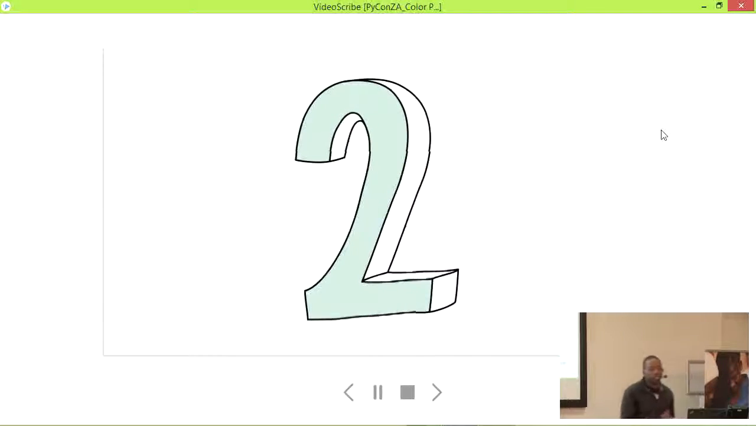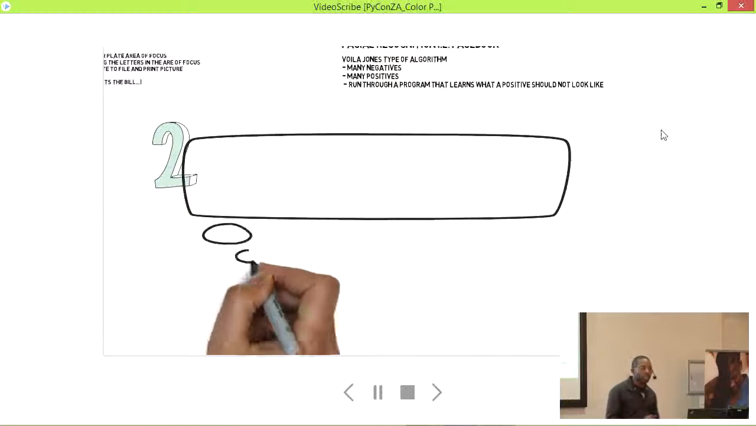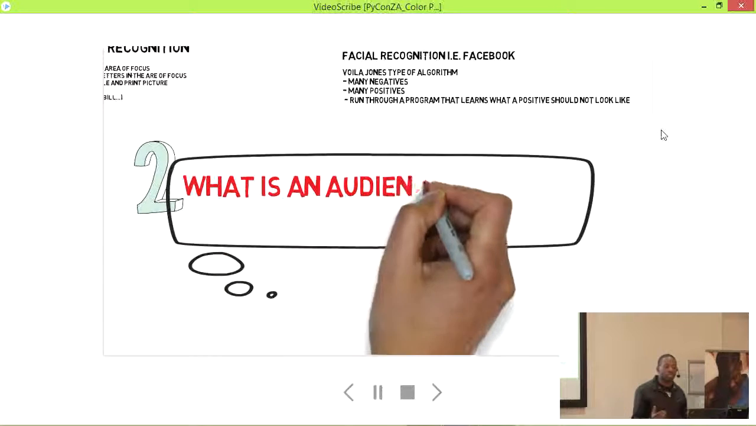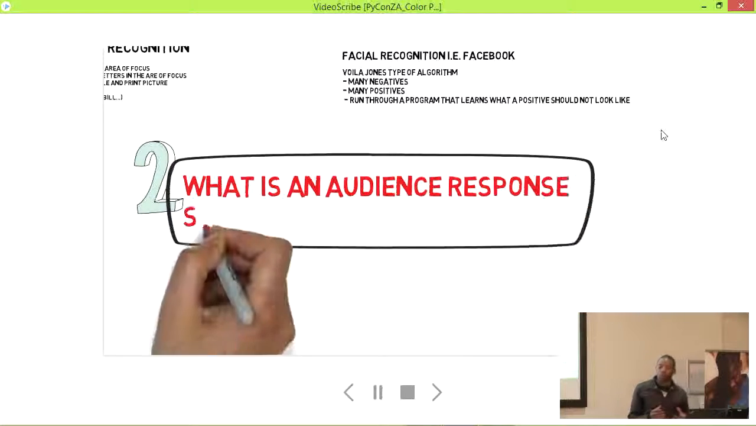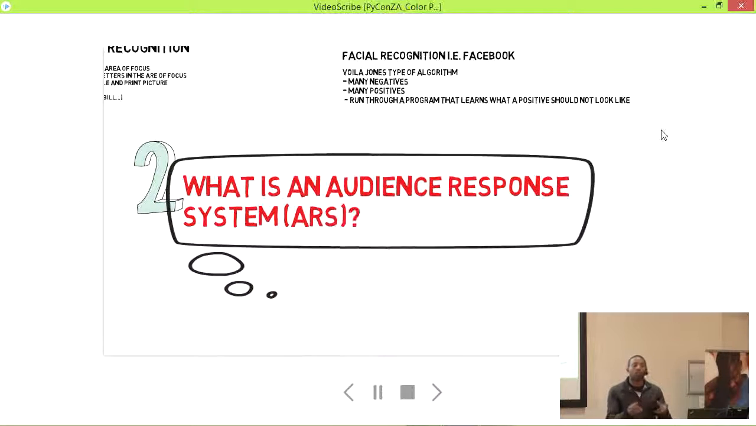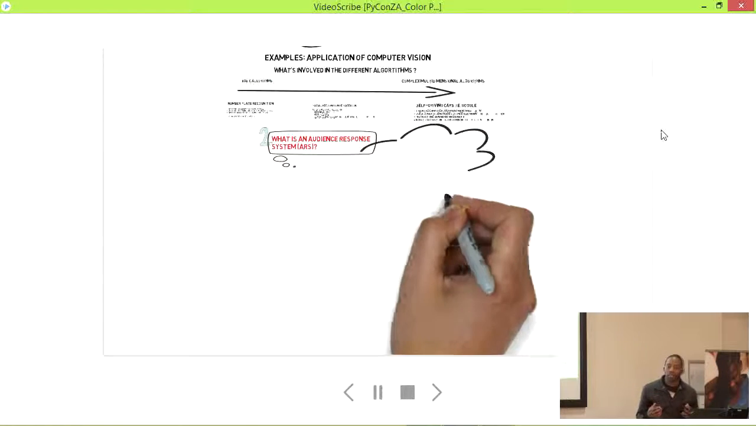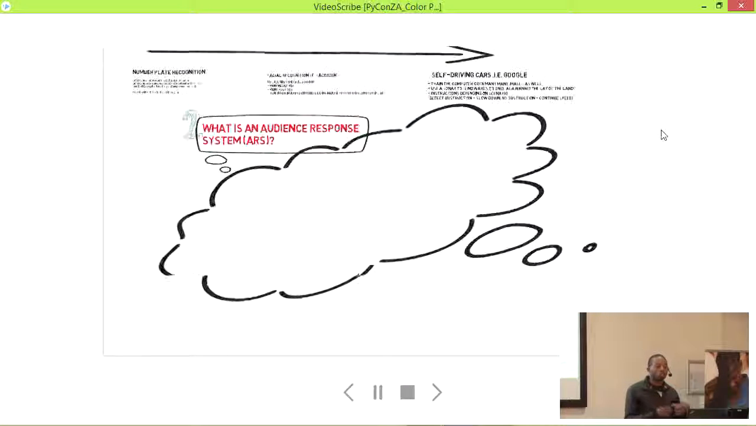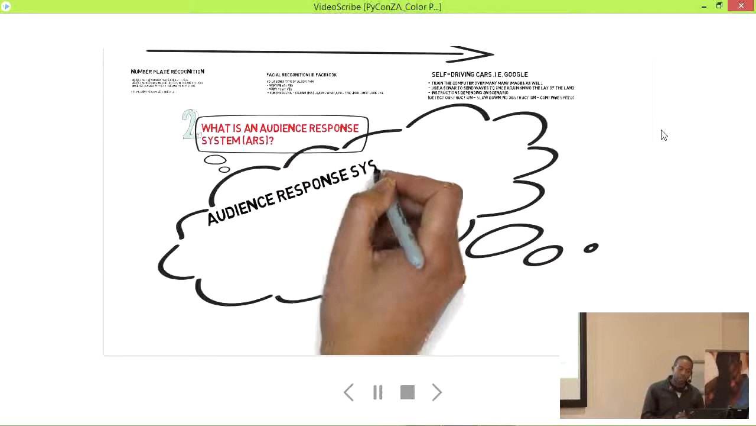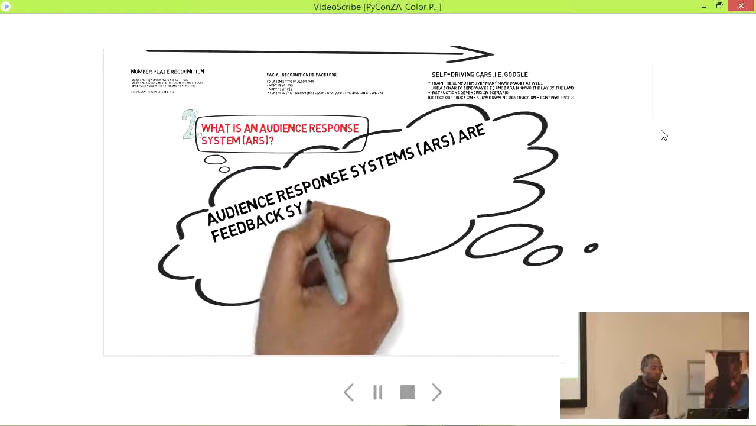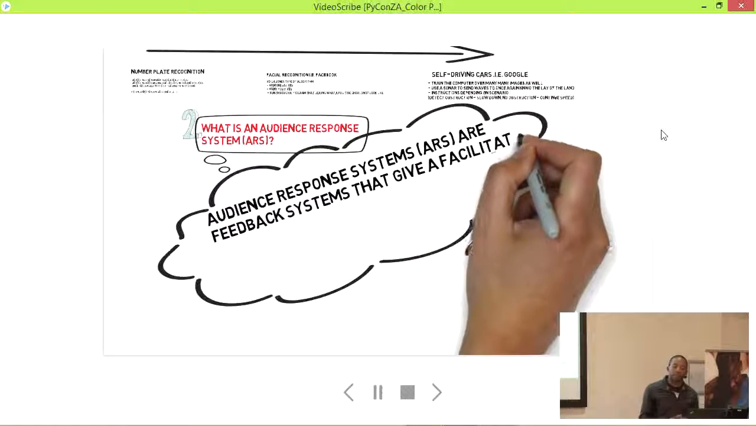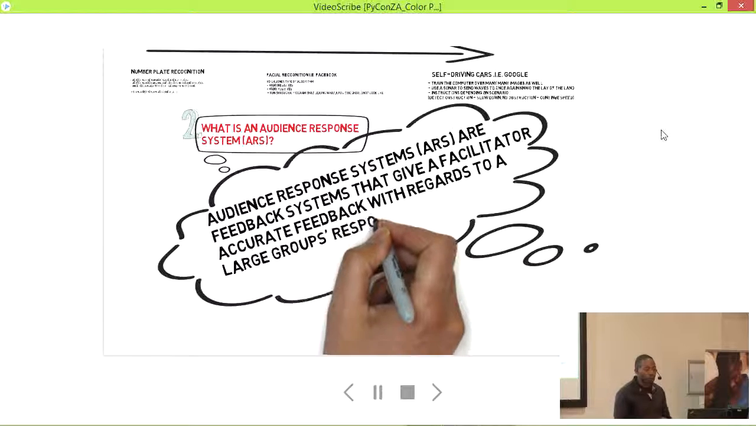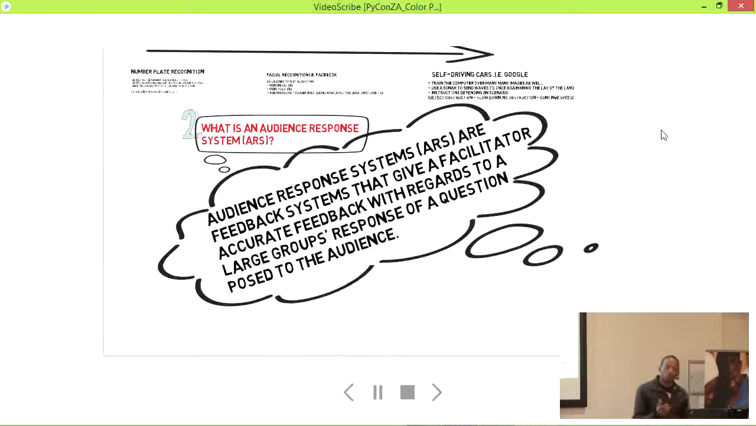The second point I'm going to look at is an audience response system. People also ask me, what is an audience response system? Now, what an audience response system is really trying to do is get feedback from the audience. That's what you're really looking at. You're looking at, hey, I would like to know, do people like this or not? And one of the definitions, I'm just going to read it out, is audience response systems are feedback systems that give a facilitator, like me, accurate feedback with regards to a large group of responses from a question posed to the audience.